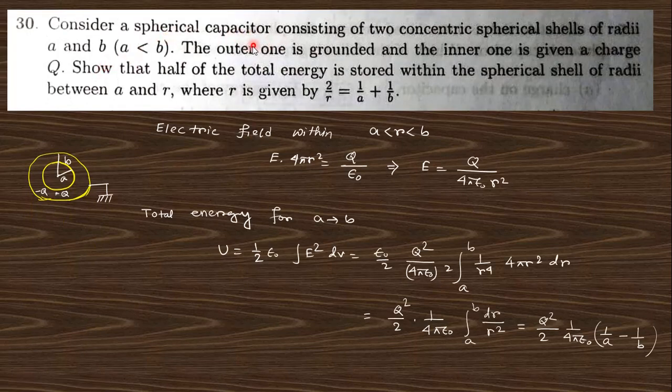Consider a spherical capacitor consisting of two concentric shells of radius A and B. This is A and this is B. The outer is grounded, and the inner one is given charge plus Q.